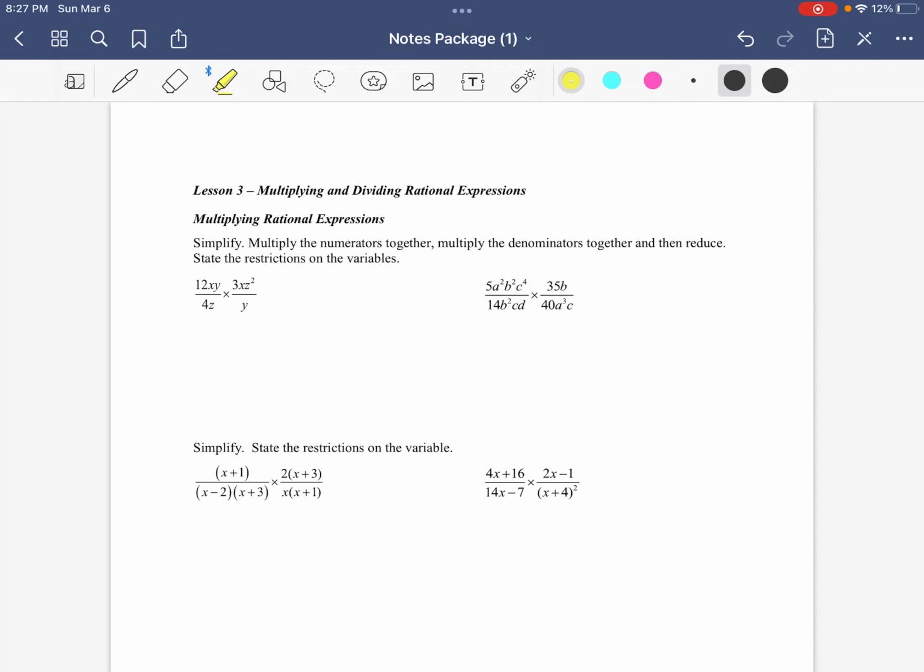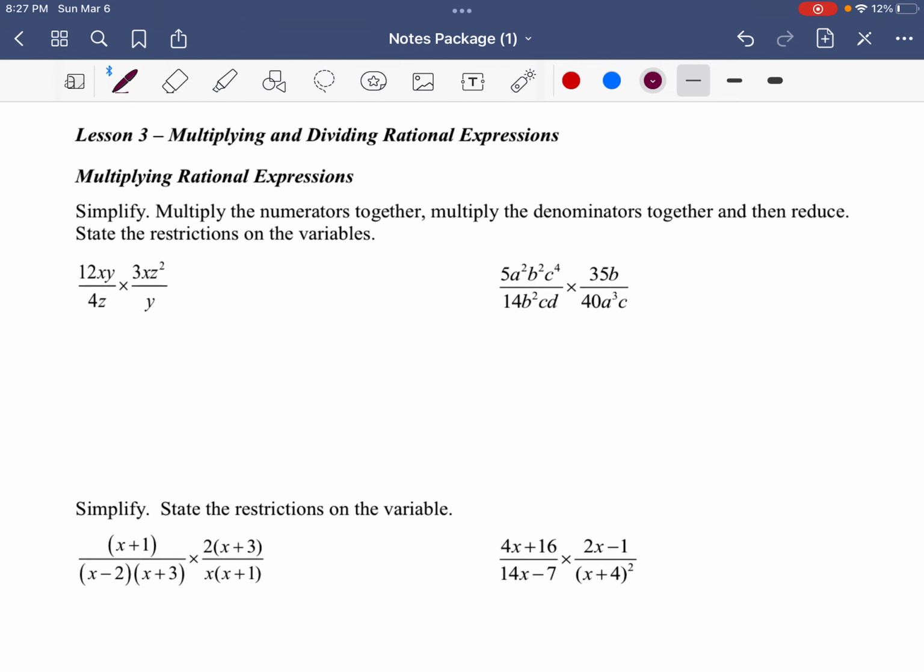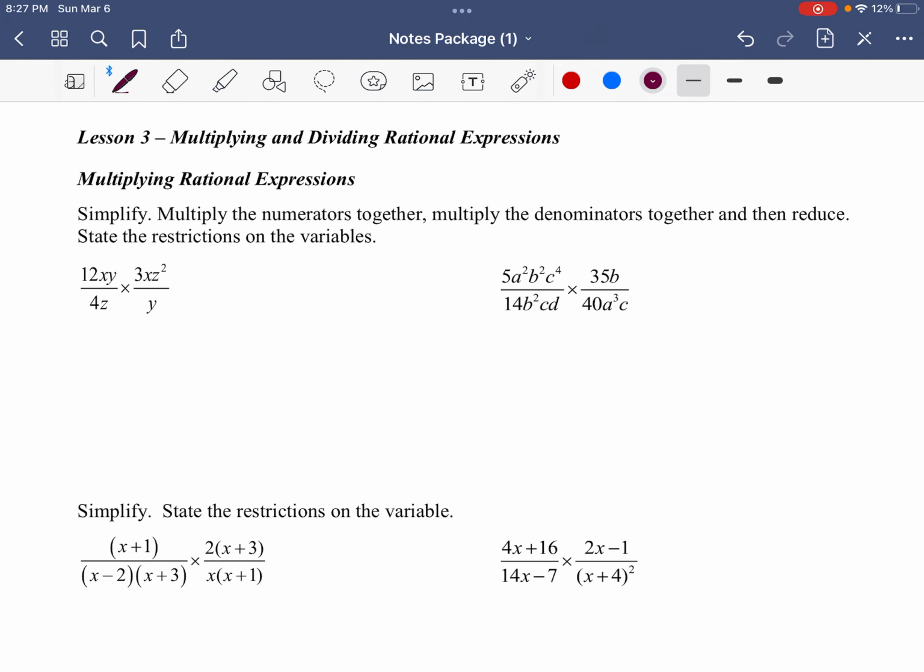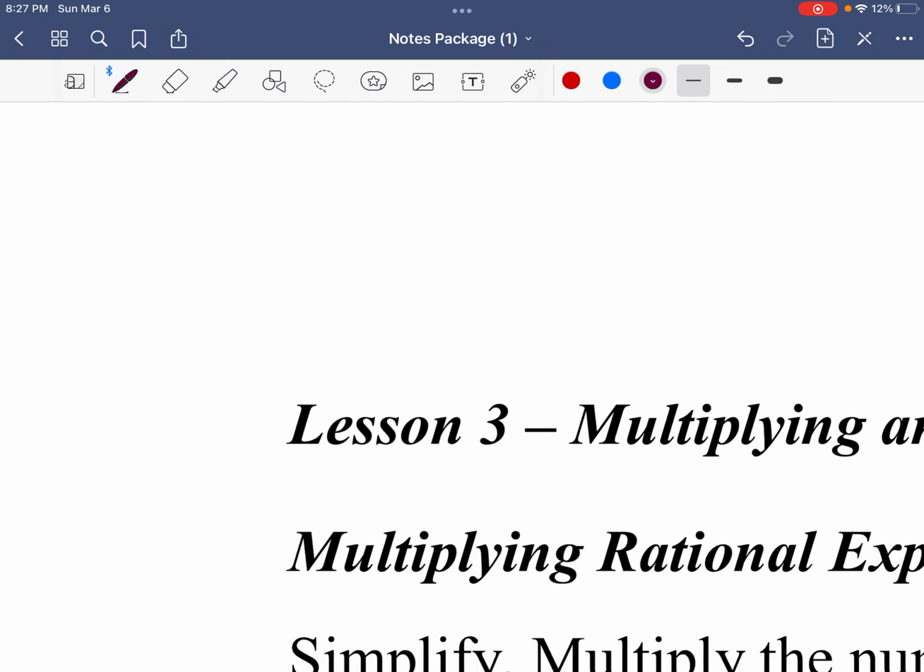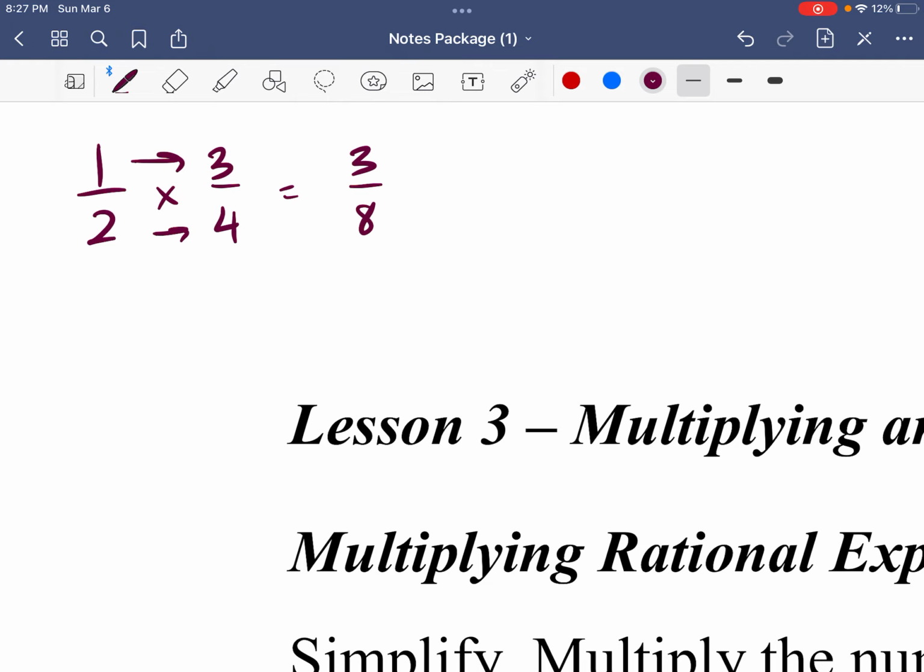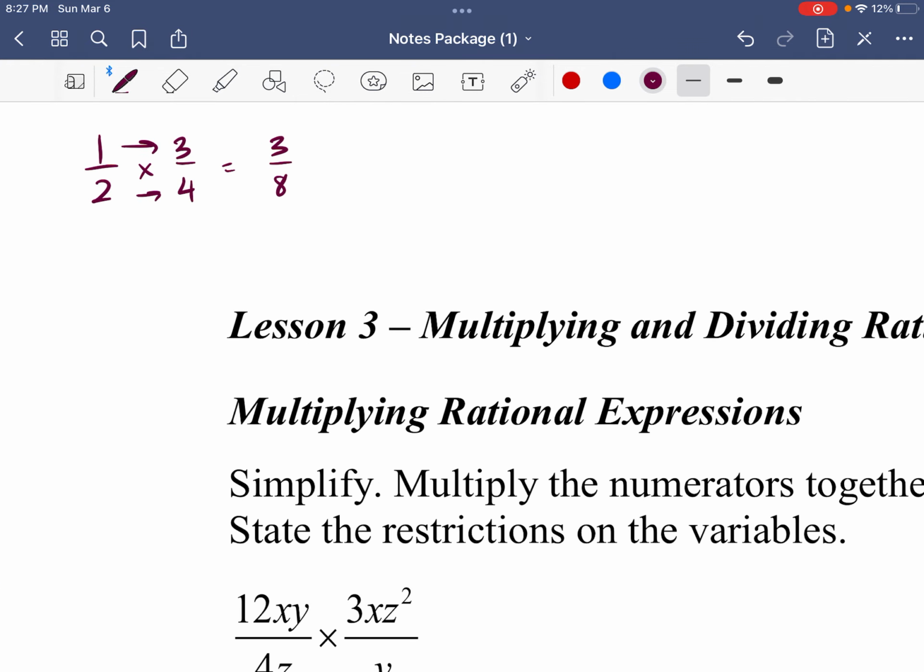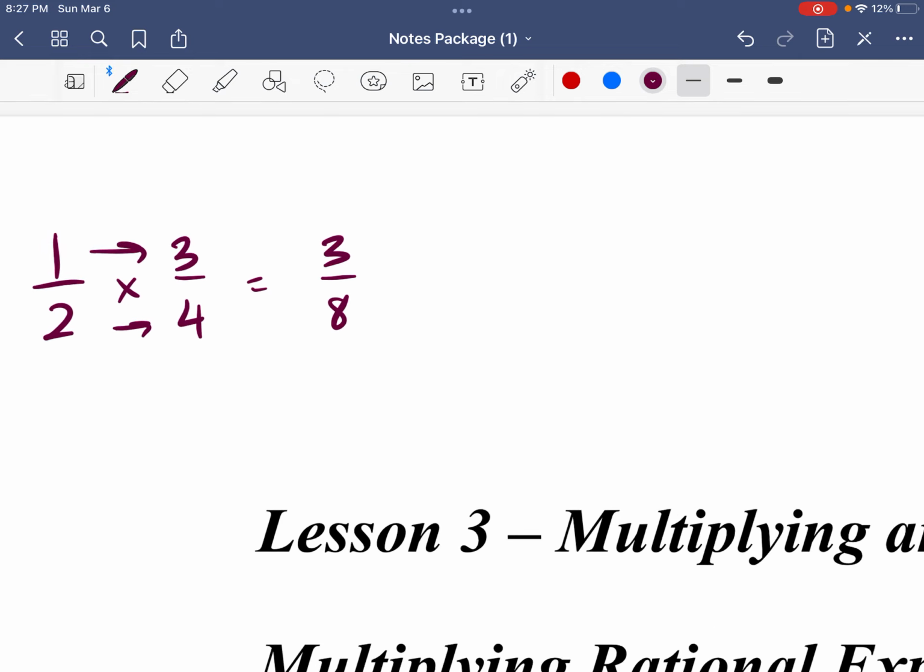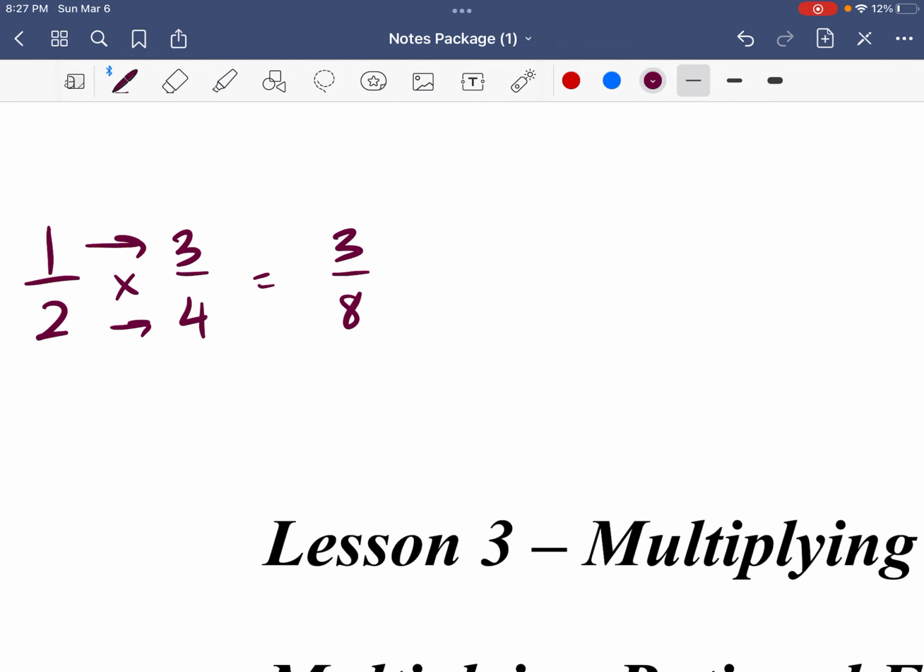All right, here's lesson 3, multiplying and dividing rational expressions. One thing to remember here is that when you're multiplying fractions, you multiply your numerators and multiply your denominators. So here you'd get 3/8, okay? But there is something to make note of. If I have something like, say, 1/2 multiplied by 4/3.